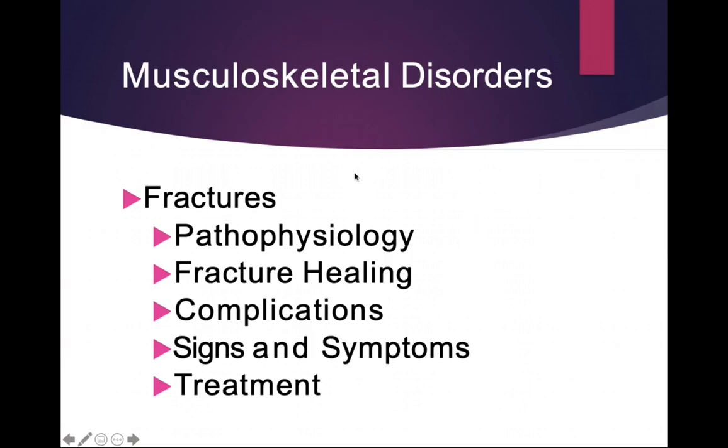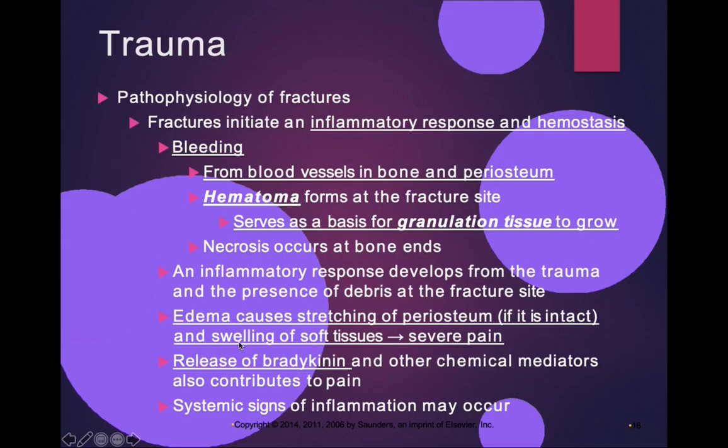All right, let's look at some of the pathophysiology of fractures and then the stages of healing, what some of the complications may be, signs and symptoms, and treatment. So the pathophysiology of fractures initiates an inflammatory response, right, because it still has to heal, and hemostasis. Hemostasis means there has to be this pooling of blood that takes place in that area. So the bleeding is going to come from the blood vessels in the bone, right?